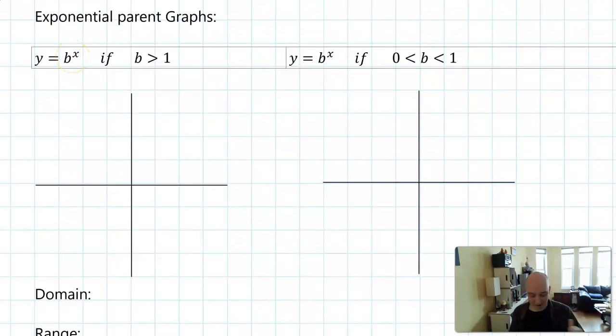Let's look at the graphs of the exponential parent function. I'm going to separate this into two graph situations. The first is if the base is greater than 1, and the second is if the base is between 0 and 1. So there'll be two slightly different graphs. The example might be something like y equals 2 to the x here, and this might be y equals 1/2 in parentheses to the x. But I'm not going to graph that specific one. We're going to be a little more general, so we're going to graph just b to the x.